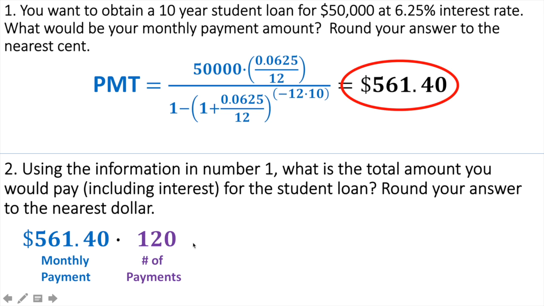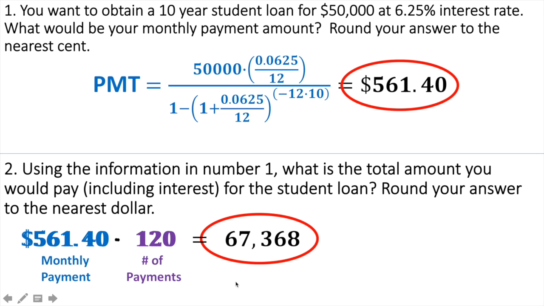Now, we have to round it to the nearest dollar as well, so make sure that you're rounding correctly. But $67,368 should be your answer.